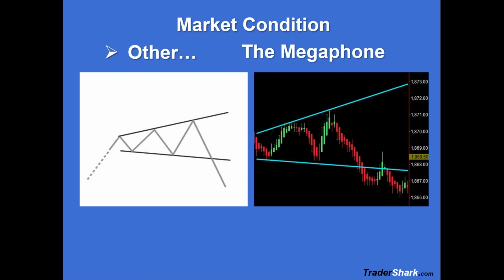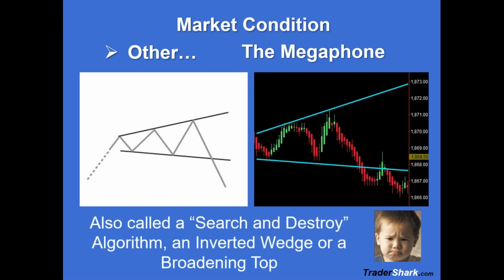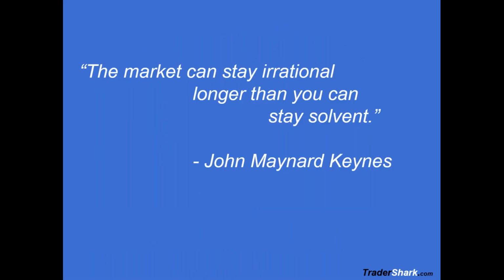too late, right? So there are certain things to watch for, especially in the lower time frame charts. Higher highs, lower lows, megaphone pattern. It is also called a search and destroy algorithm. You'll hear me talk about that. You don't think that they create these things to take the money from the unknowing trader? You bet they do. It's called an inverted wedge or a broadening top.